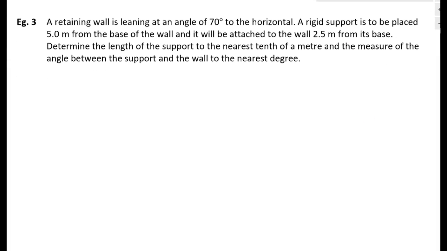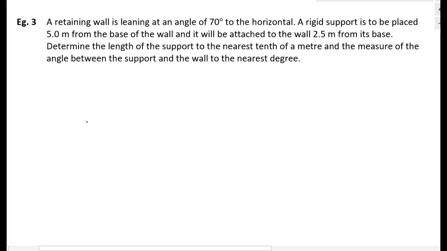Example 3 now gives us a word problem, but we're still using the same principles. But now more than ever, drawing that triangle, drawing that picture is even more important. So a retaining wall is leaning at an angle of 70 degrees to the horizontal. A rigid support is to be placed 5 meters from the base of the wall, and it will be attached to the wall 2.5 meters from its base.